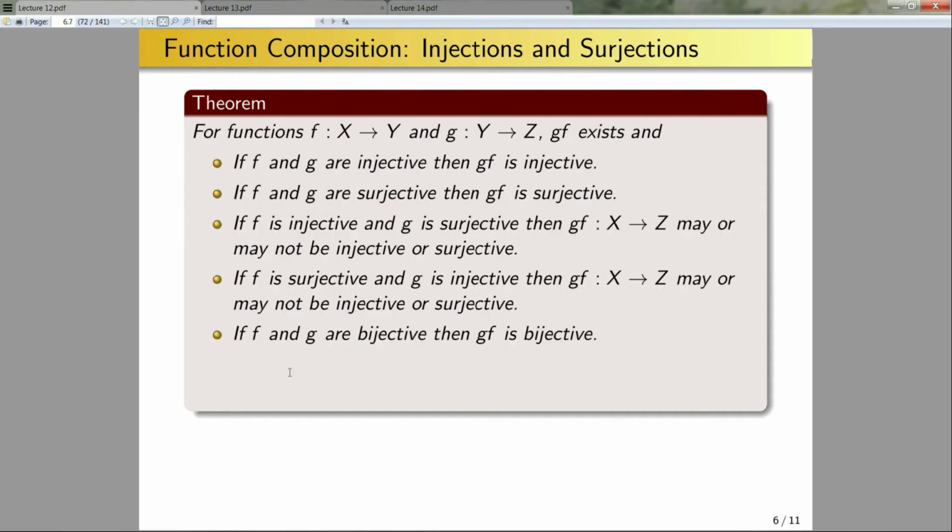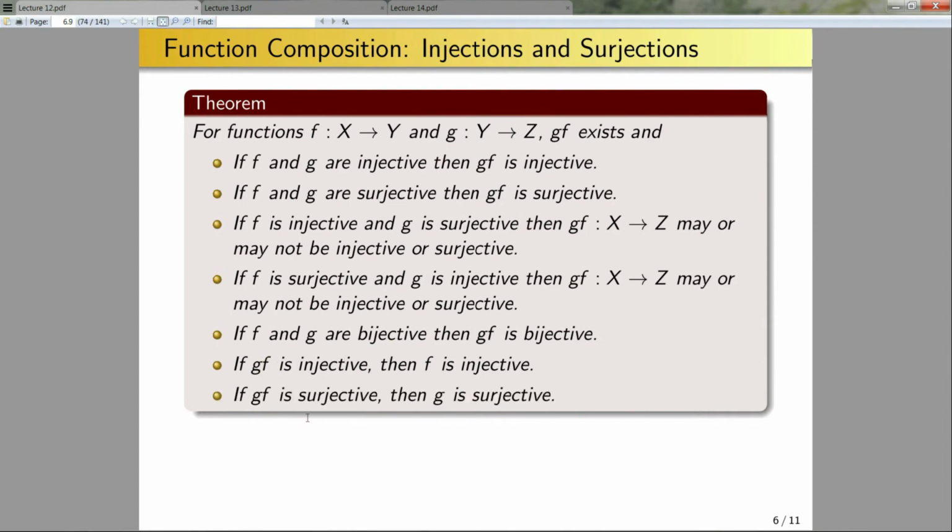Okay, so now if f and g are both bijective, then gf is bijective. Once we've proved these first two points, this third point comes directly from the fact that bijective functions are both injective and surjective. Next, if gf is injective, then f is injective. So if I know that the composition is injective, then I know the first function that gets applied has to be injective. And finally, if gf is surjective, then the last function I apply has to be surjective. Now, I drew pictures for these two points here, but there are pictures for the rest of these problems as well.